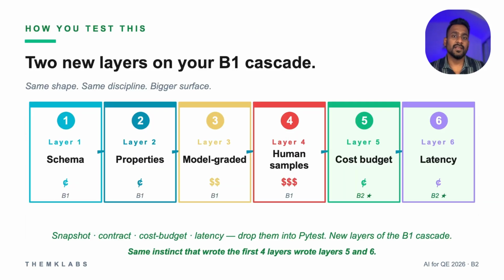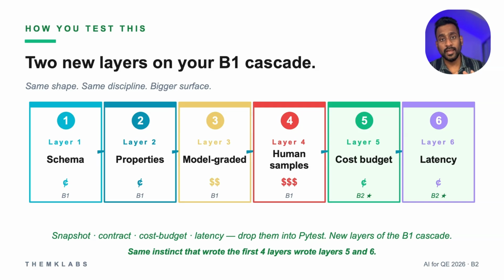Now, this is the slide that ties video 1 and 2 together. Stay with me, right? Back in the previous video, we built a 4-layer evaluation cascade: schema, properties, model-graded, and human samples. That cascade tested one thing, correctness. Now in this video, 2 new layers are joined. Layer 5 is a cost budget. Same idea as that schema layer: cheap, deterministic, runs first, fails fast. Layer 6 is latency, same deal, right?